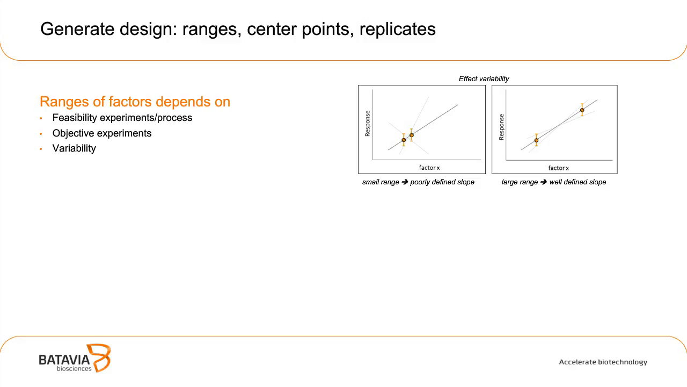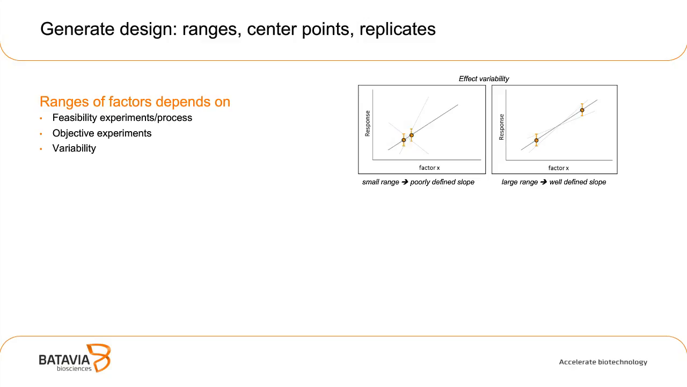So if you have high variability and you select very small ranges, you will be able to draw a line through the data points. So you will have a model that describes the data points. But if you look at the confidence intervals of those data points, you will see that the confidence interval of the slope of your line is also very broad. So you have a poorly defined slope of your model line. Whereas if you take a wider range of your factors, you will be much more able to predict the correct slope of your model line. So think about it when you select the ranges of your factors.